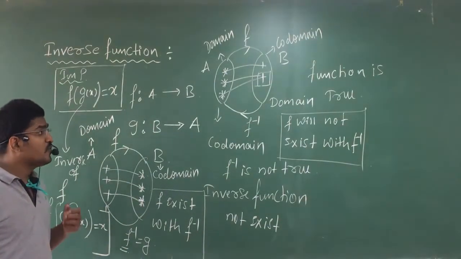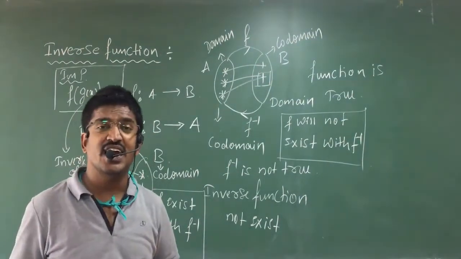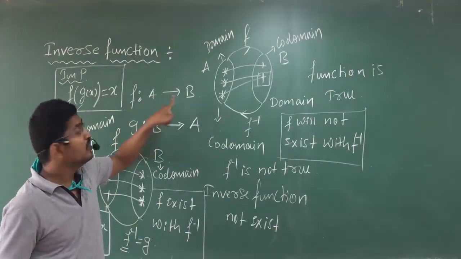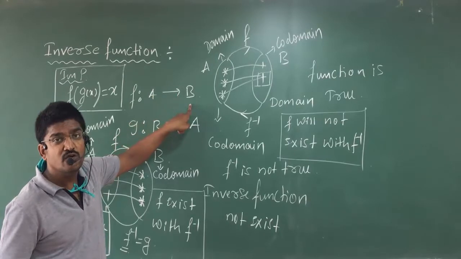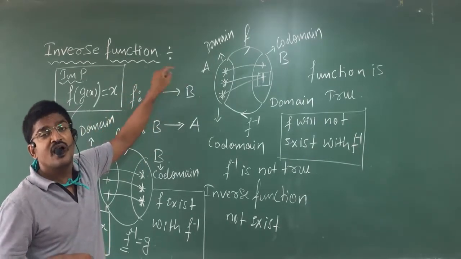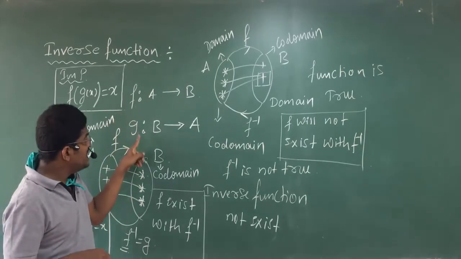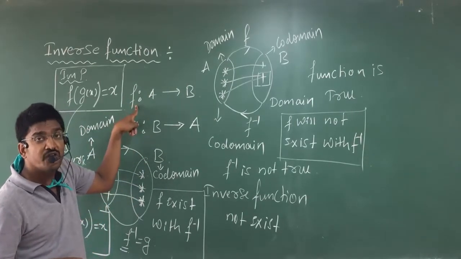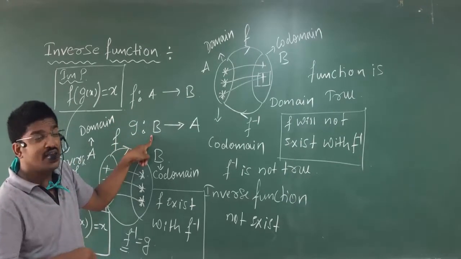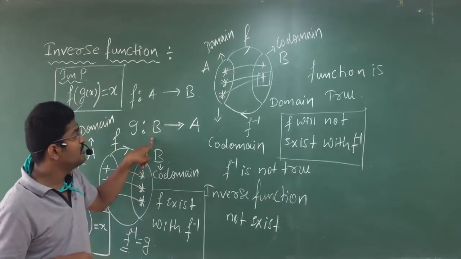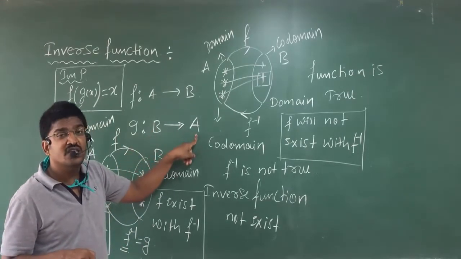Clear? So from this you can understand that if f is a function from A to B, where A is the domain and B is the codomain, again, if g is the inverse of f, B will be the domain, A will be the codomain. Are you getting my point? B will be the domain and A will be the codomain.